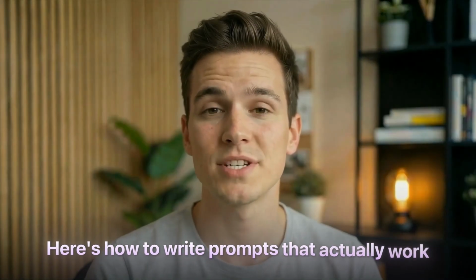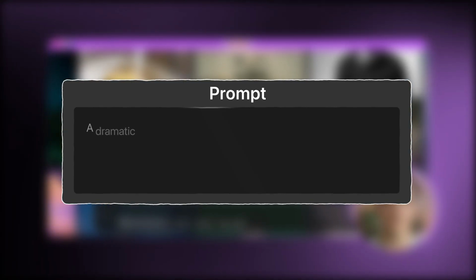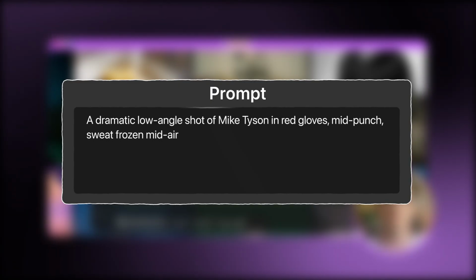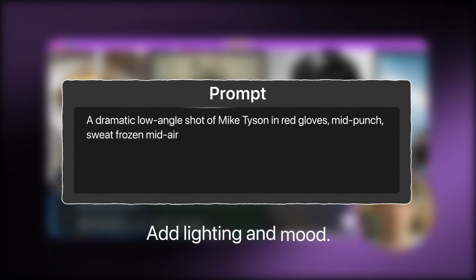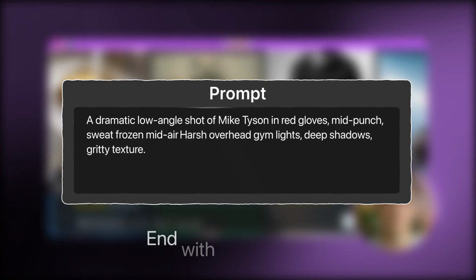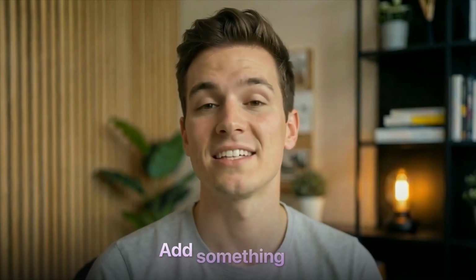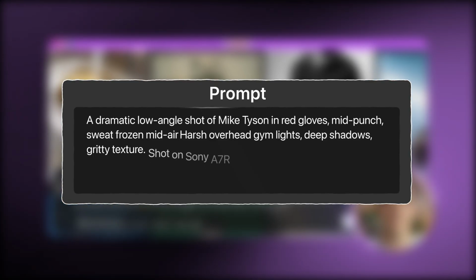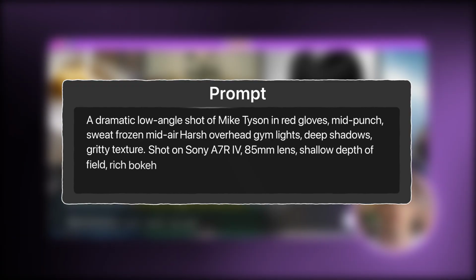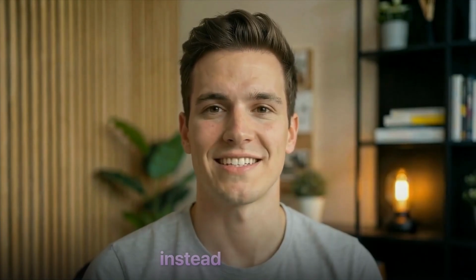Here's how to write prompts that actually work. Start with the shot type and angle. A dramatic low-angle shot of Mike Tyson in red gloves, mid-punch, sweat frozen mid-air. Add lighting and mood. Harsh overhead gym lights, deep shadows, gritty texture. End with camera specs. This sounds weird, but it works. Add something like, shot on Sony A7R IV, 85mm lens, shallow depth of field, rich bokeh. That last part makes the AI treat it like a real photo instead of a render.